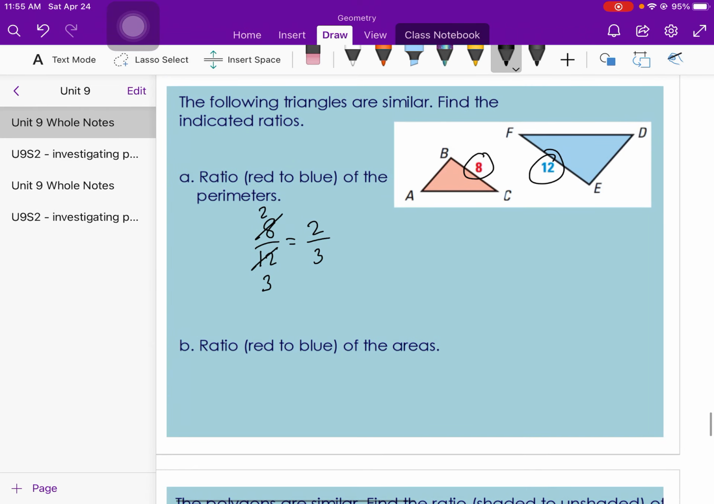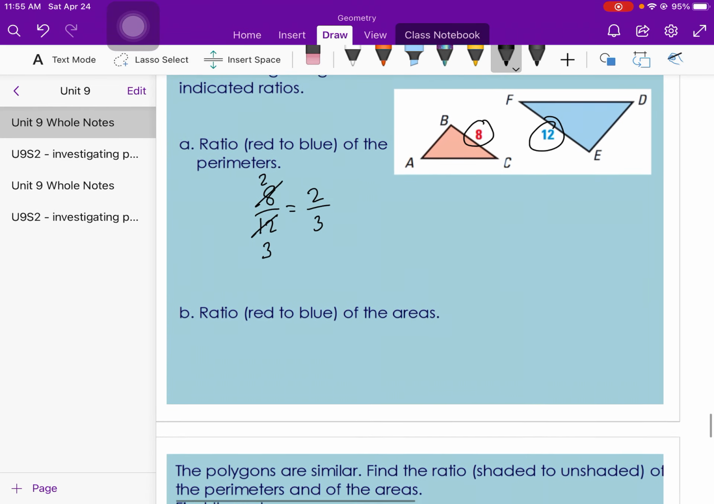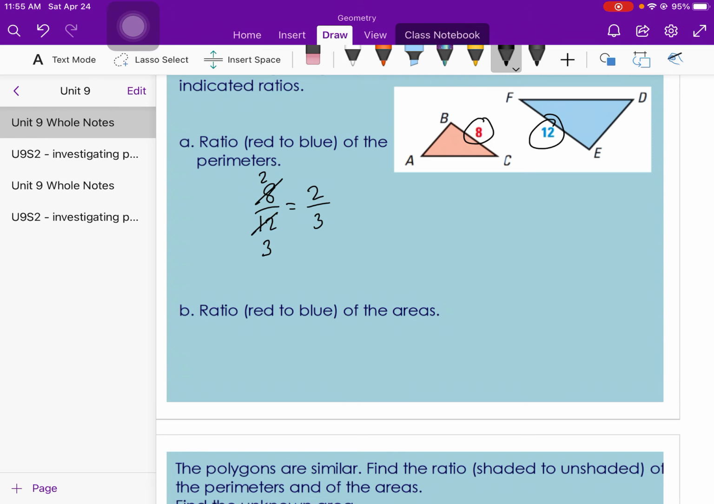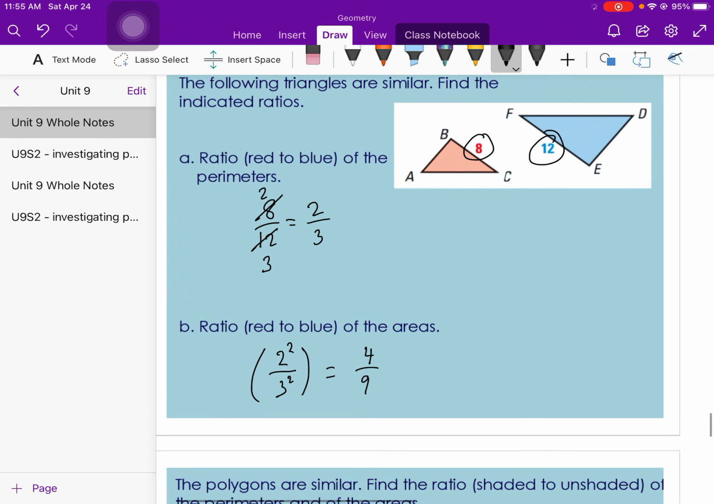And then the ratio of red to blue for the areas. So now all we have to do is take our scale factor from the perimeter part and then square each part. So this is going to end up being 4 over 9. And that would be the scale factor in terms of area.